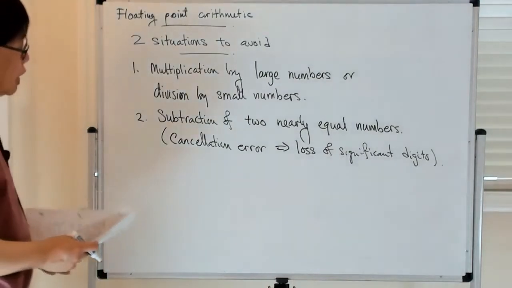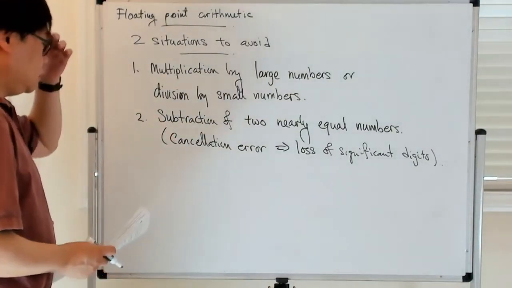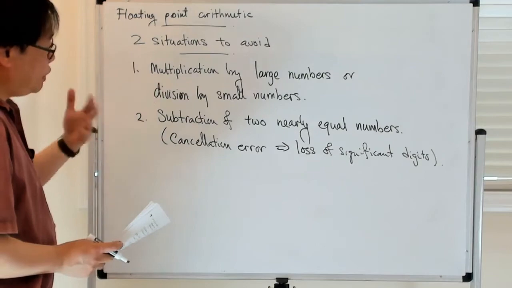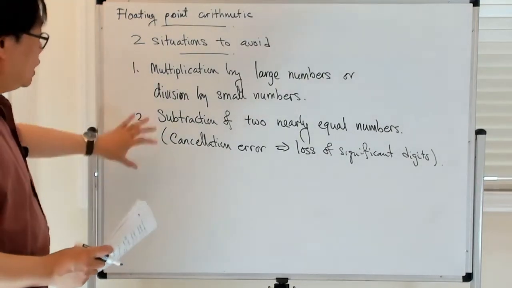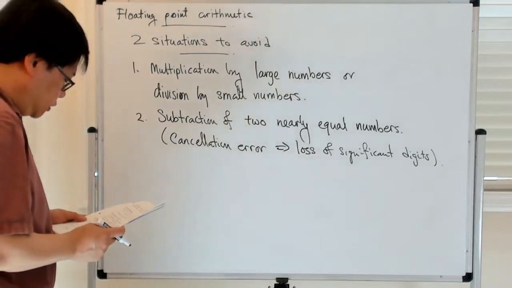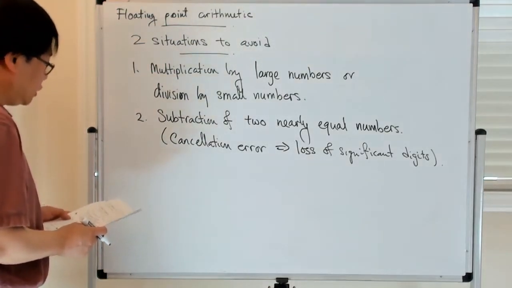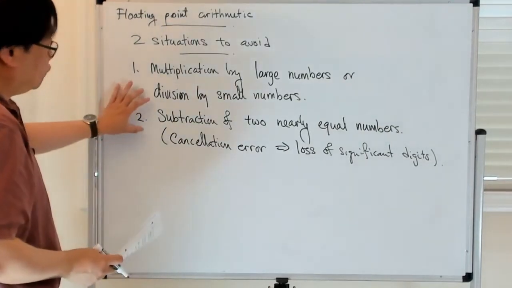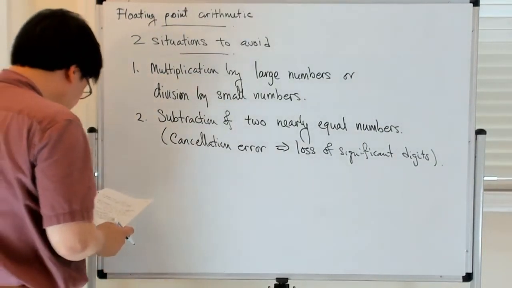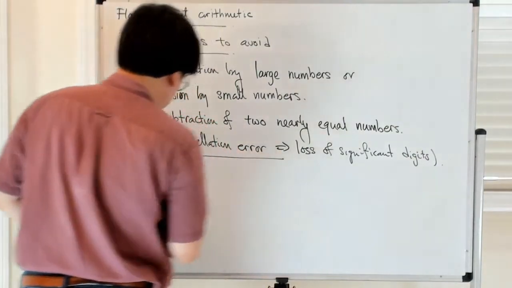So you might ask, well, how do you go about avoiding this? What you can do oftentimes is rewrite the expressions to avoid these two instances. So let me give you a few examples of what you can do in order to avoid these common round-off issues.